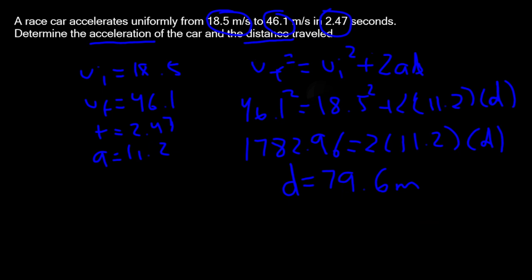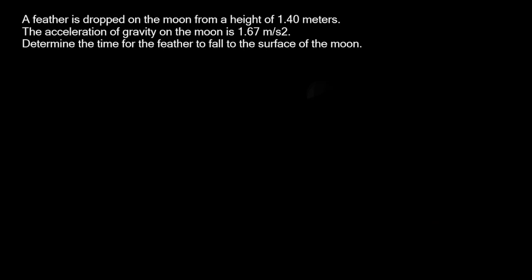Next question. A feather is dropped on the moon from a height of 1.40 meters. The acceleration of gravity on the moon is 1.67 meters per second squared. Determine the time for the feather to fall to the surface of the moon. So we have distance, acceleration, and that seems to be it. But we have one hidden value.